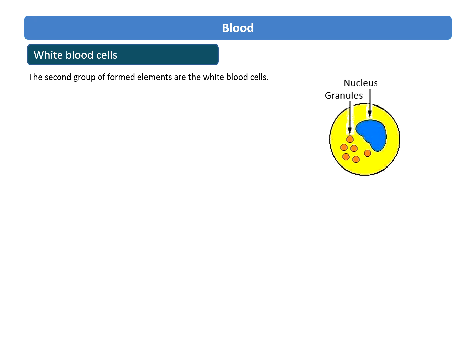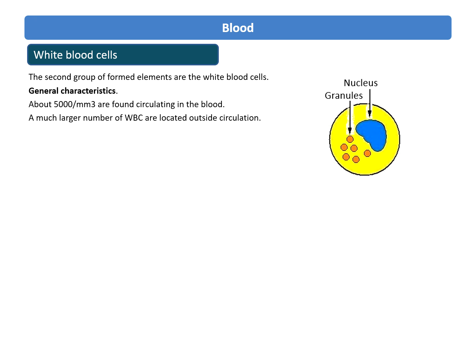White blood cells make up the second major group of formed elements in the blood. Among their general characteristics, about 5,000 per cubic millimeter are found. A much larger number of white blood cells are located outside of the circulation, because that's where they do most of their work.